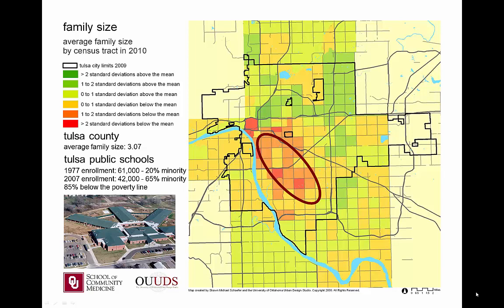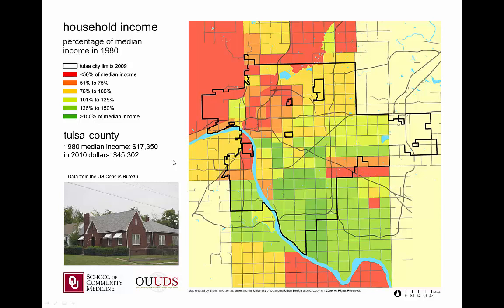These age differences have an impact on household size, which subsequently has an effect on the public school enrollment. The Tulsa Public School District has seen a decline of 1/3 of its enrollment in 30 years, while minority enrollment has gone from 20% to 65%. The last demographic I would like to take a look at is household income.